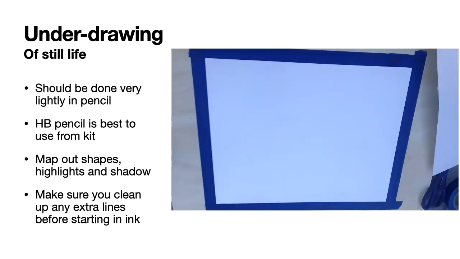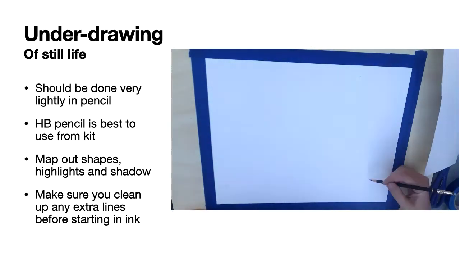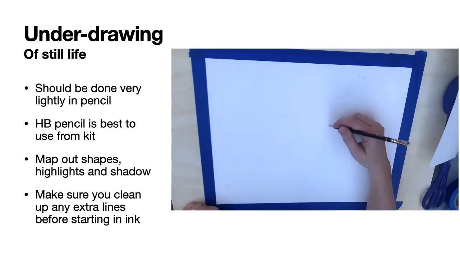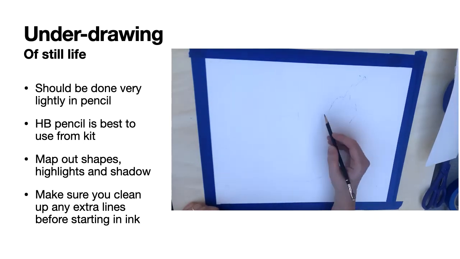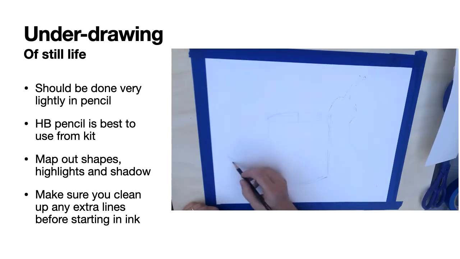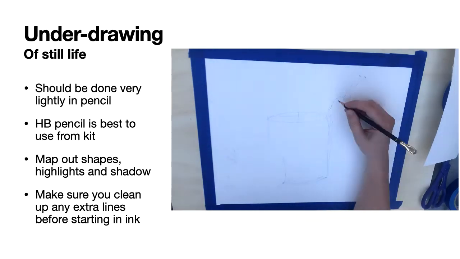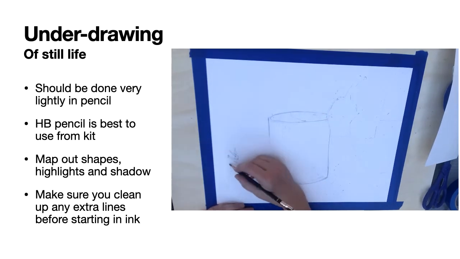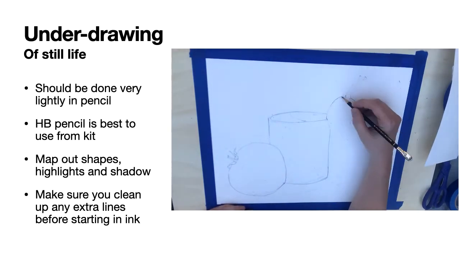The first step is creating the underdrawing. Now the drawing should be done very lightly in pencil. If you're using the pencils from your drawing kit, the HB is the best one to use. It's right in the middle. It's not too light, not too dark. You should be lightly mapping out your shapes and also looking for your highlights and shadows as you go. So map out in general where those highlights and shadows are.